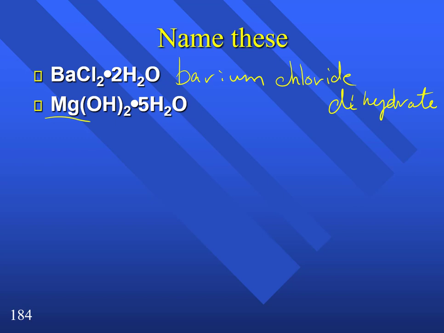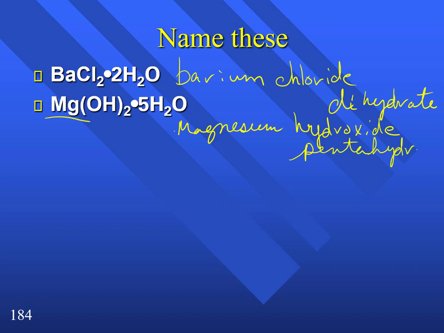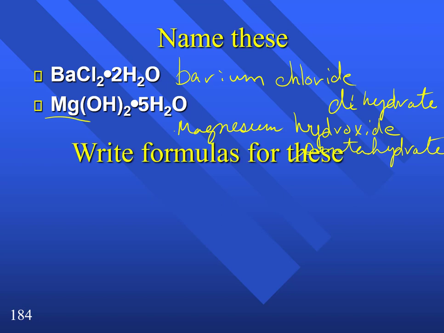Okay, Mg is a metal. Not a transition metal, a representative metal. It's group 2A, so I don't need Roman numerals. So that's magnesium. OH is a polyatomic ion, hydroxide. Five waters, 5 is penta, so that would be pentahydrate. Incredibly complicated? Well, hopefully it won't be too much when we go the other way without any instructions.